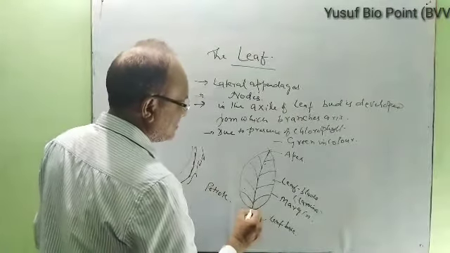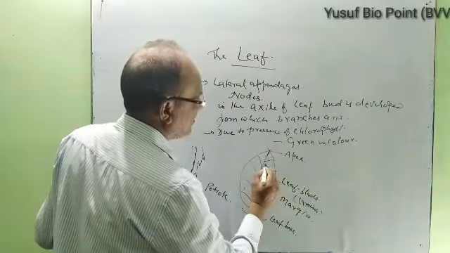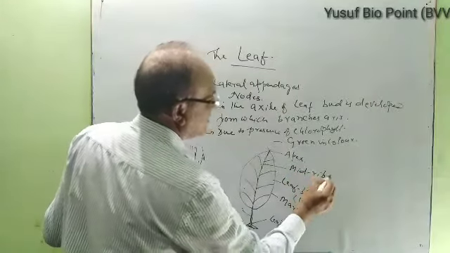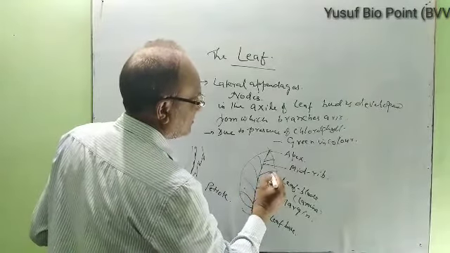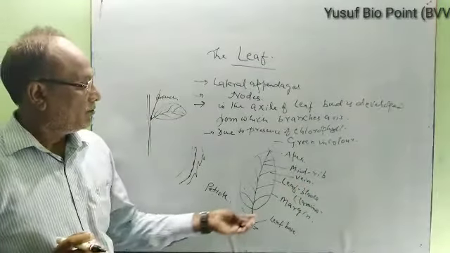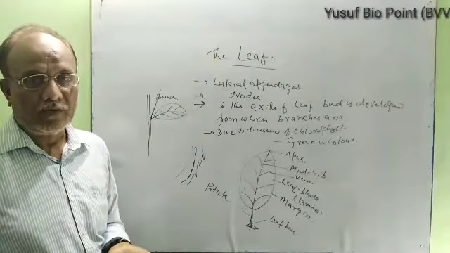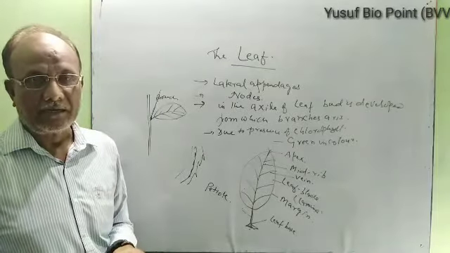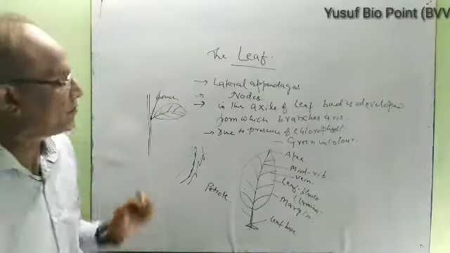Next, here you see veins. These are the veins, and this middle one is known as the midrib. This is called a vein, which supplies water and minerals to the plant and food to other parts. It takes part in the transportation of water, minerals and food.